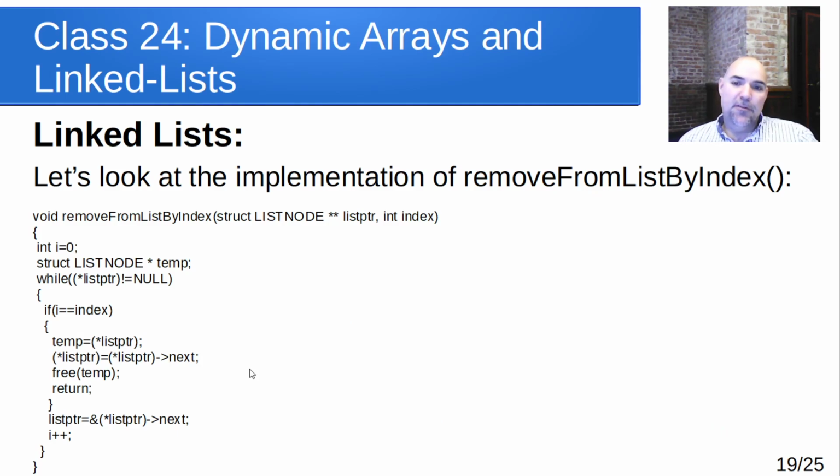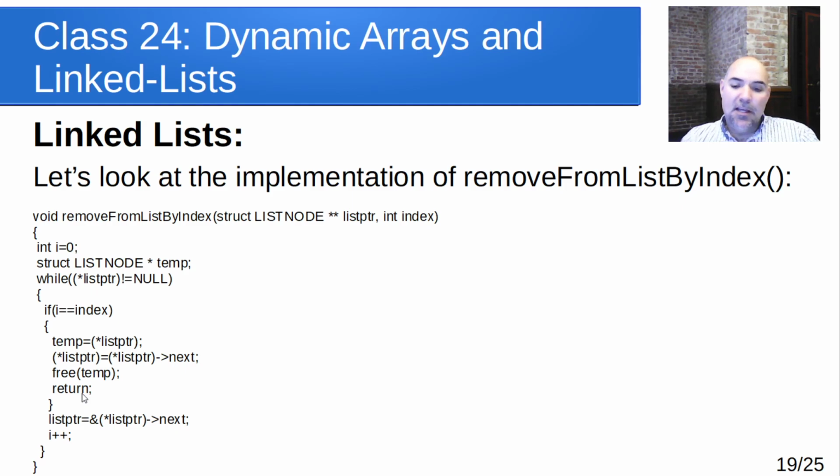Okay, here's the remove from list by index. Same kind of thing is happening here. This works a little bit differently. We're saying essentially go while it's not equal to null. In other words, go and try to find the end of the list. And if I find the index that I'm looking for, then I take this temp pointer, which was the previous node, or I set the temp pointer. I then set the one that I'm on to be the next. I free the temp one that I had pointed to originally, and then I return.